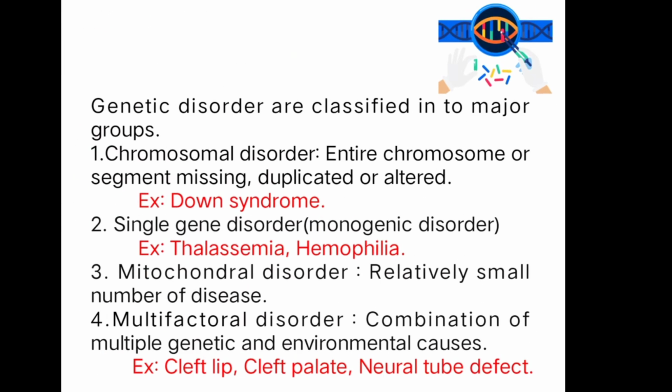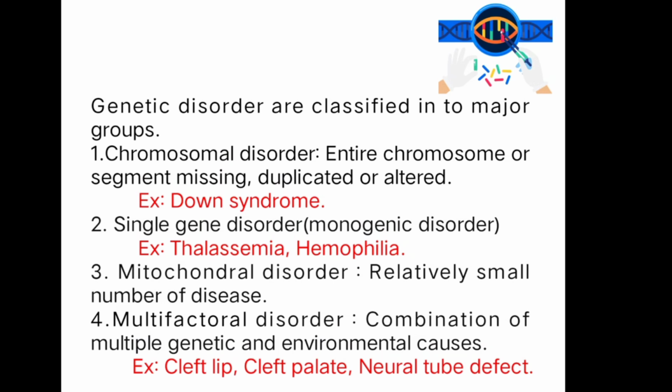Next, genetic disorders are classified into major groups. The first one is chromosomal disorders, where there is a defect in the chromosomes of an individual. Either a segment or the entire chromosome may be missing, or it may be duplicated or altered. In those conditions, we get chromosomal abnormalities. For example, Down syndrome, otherwise known as trisomy 21. In the 21st position of the chromosome there will be three sets, whereas there should be only a pair. That means an additional chromosome is there, and that is the abnormality.